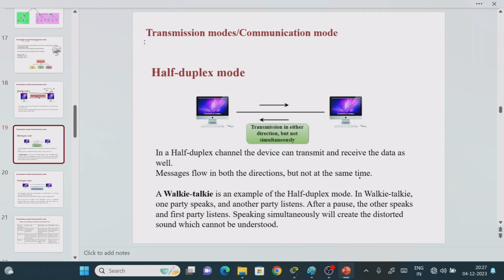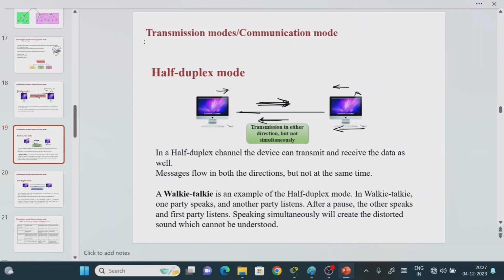What is the meaning of this? You can send the information from here to here or here to here. But if this guy is sending the information, this guy cannot send. Once this information is completed, then this guy will be able to send the information to the other device. It means that if this is sending, this cannot send, and if this is sending, this cannot send. Two-way but not at the same time.